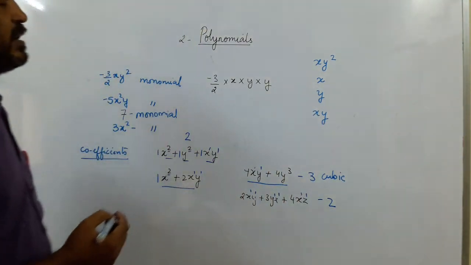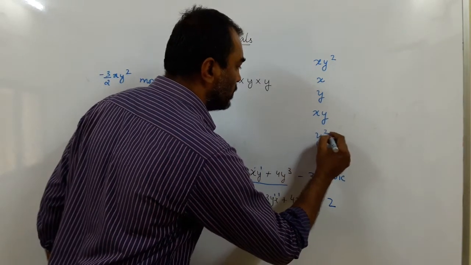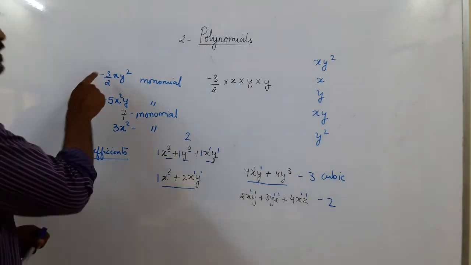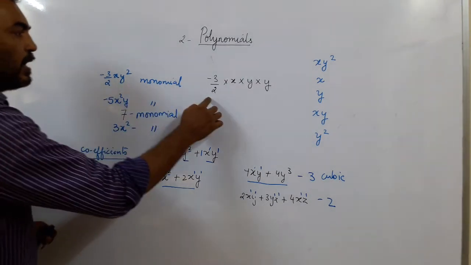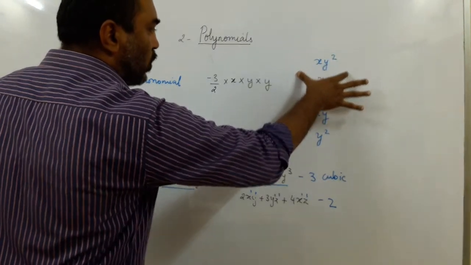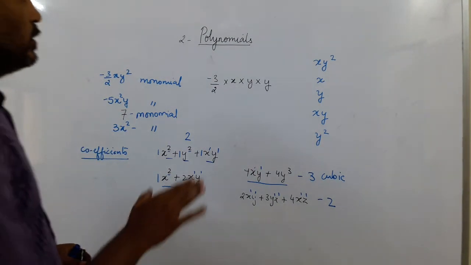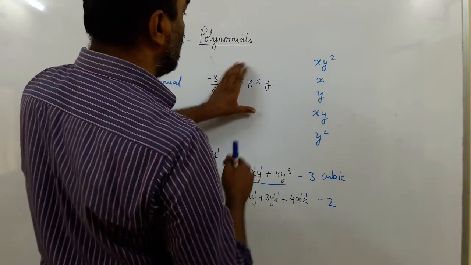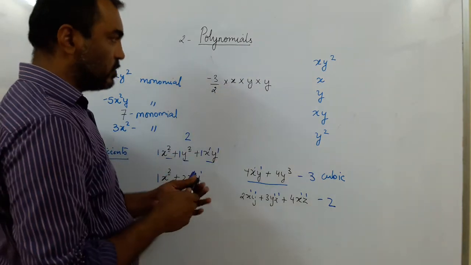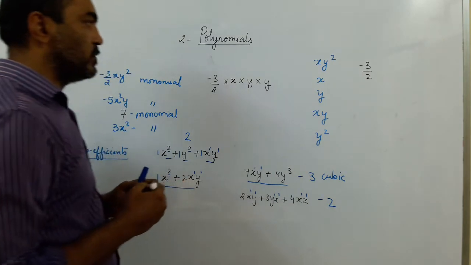Okay, these are the different ways I can write. Only x, only y and y square. Now see what I have done in this sum. Minus 3 by 2 xy square, I broke it up and now I have written 5 different variables and I will find out the coefficient of everything. First I want to find out the coefficient of xy square. So I remove the x and the y square. What is the coefficient? Minus 3 by 2 is the coefficient.